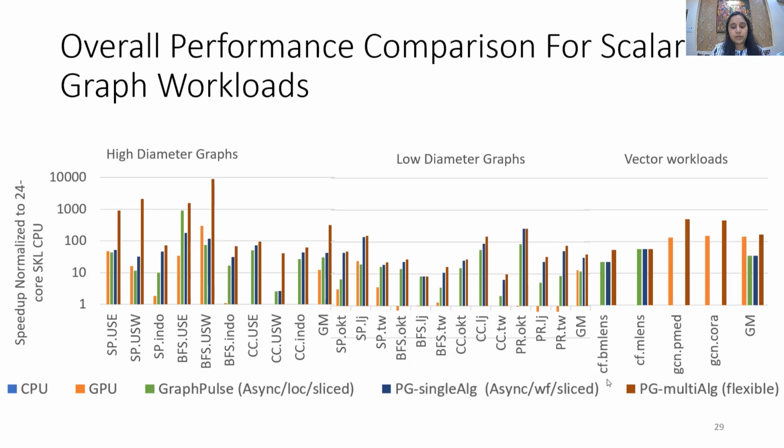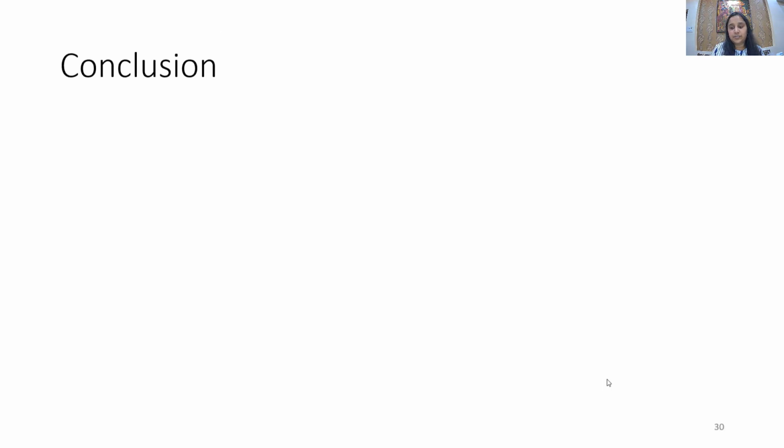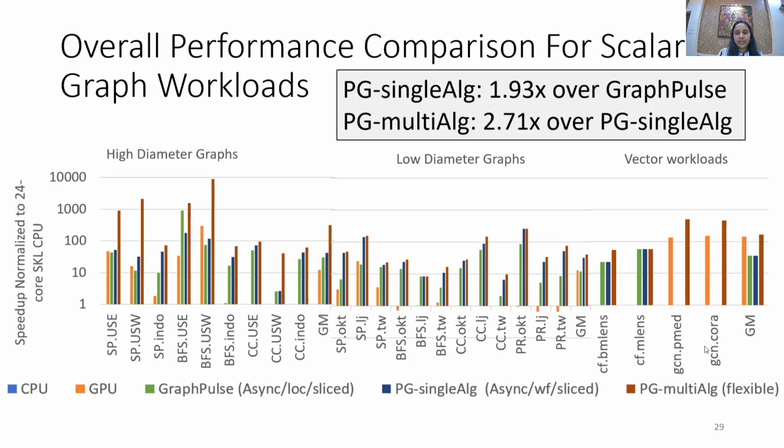PolyGraph gives speedup for these vector workloads because of its asynchronous execution. The multi-algorithm variant gives speedup because of dynamic flexibility in collaborative filtering. Overall, we achieve 1.93x speedup over the best geomean accelerator GraphPulse, and with flexibility, we can achieve 2.7x more speedup.